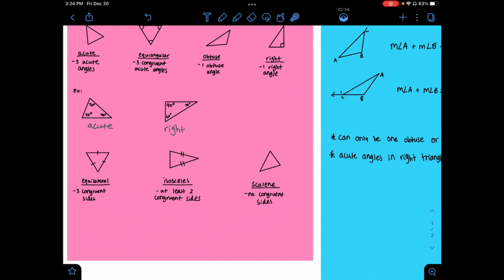And to show that sides are congruent, we put these lines. Here, each of these has 1 line to show that they're all congruent. And here we put 2 to show that those 2 are congruent.